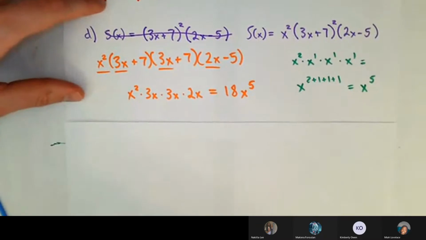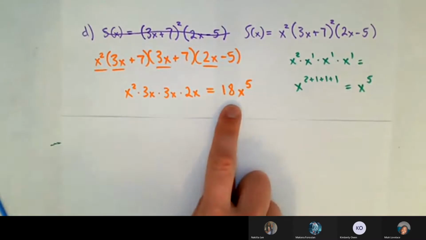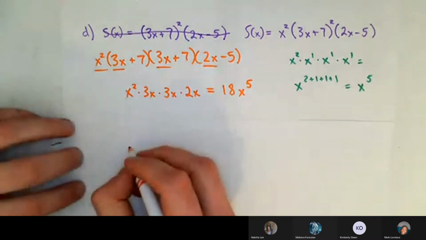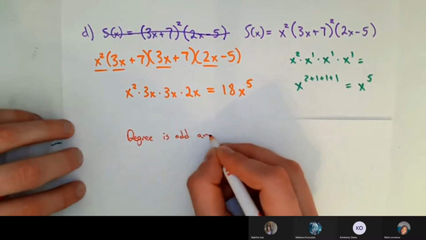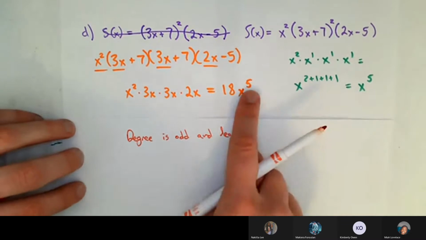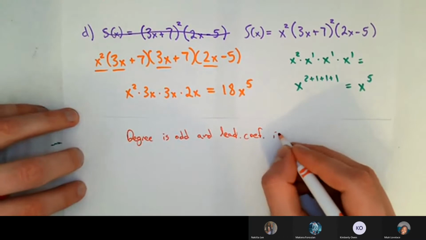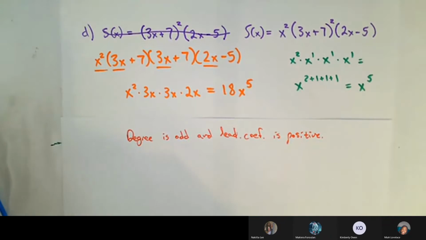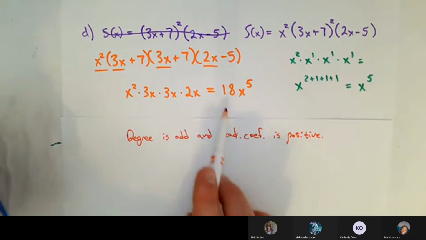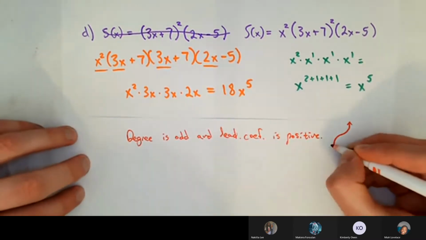this tells us the leading coefficient for this S of x function. Degree is odd, that's the 5, and the leading coefficient is positive, the positive 18. We don't care if the leading coefficient is even or odd. That has nothing to do with anything. It's just about whether the degree is even or odd and the sign of the leading coefficient. So this tells me that we've seen a couple of these now, that it's this general shape.